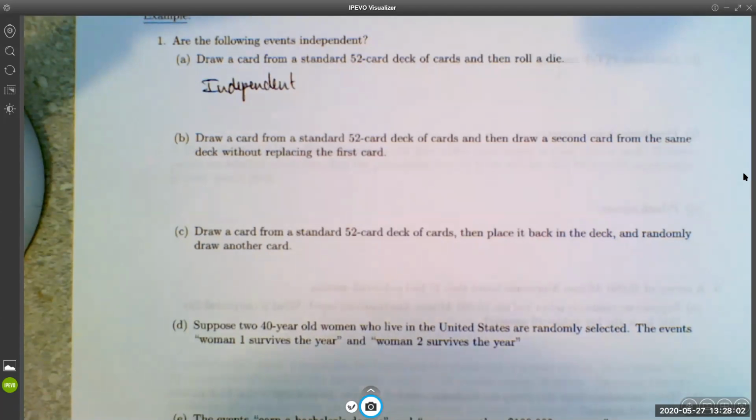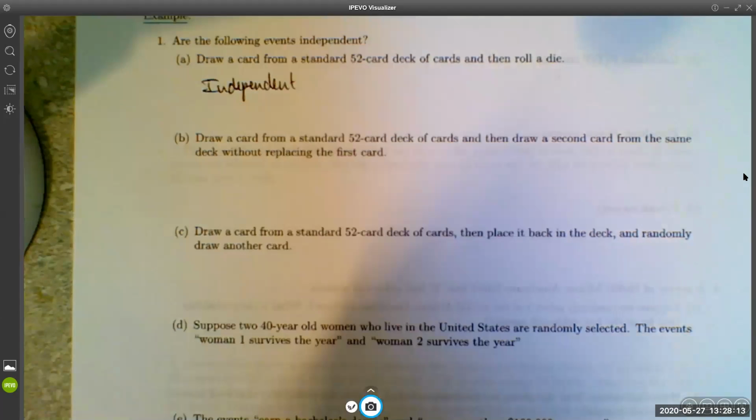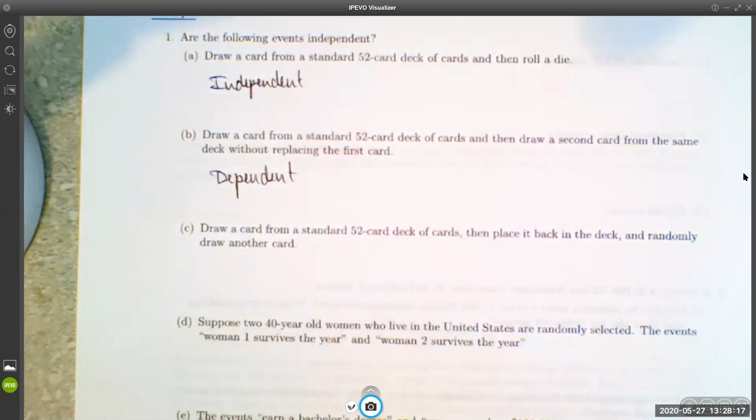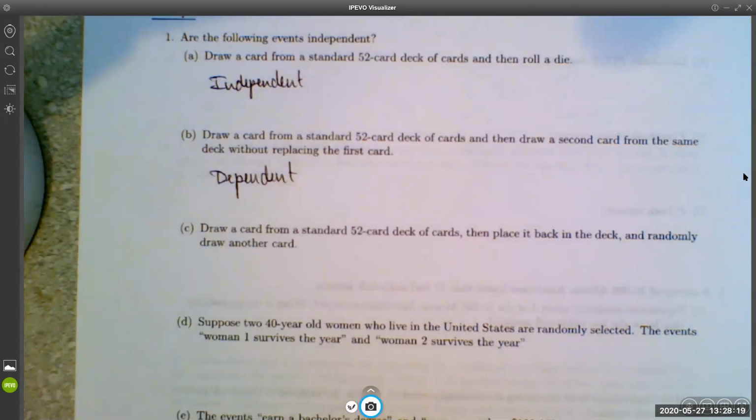Part B says draw a card from a standard 52 card deck of cards and then draw a second card from the same deck without replacing the first card. And that would be dependent, okay? Because let's say that the events you're looking at are drawing kings again. The probability you draw a king the first time is going to be 4 out of 52 because there are 4 kings in the deck and 52 cards in the deck in total, so 4 out of 52.